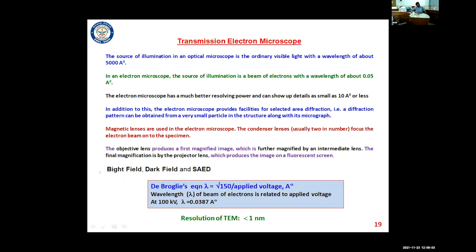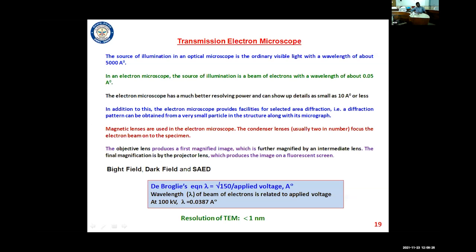We have different modes in the TEM, like bright field, dark field, and SAED. Bright field means you get the bright field image by taking the transmitted electron beam, and dark field by taking the diffracted beam. And SAED is the selected area electron diffraction pattern, where you get the diffraction pattern from very fine nanoparticles, along with the crystal structure.